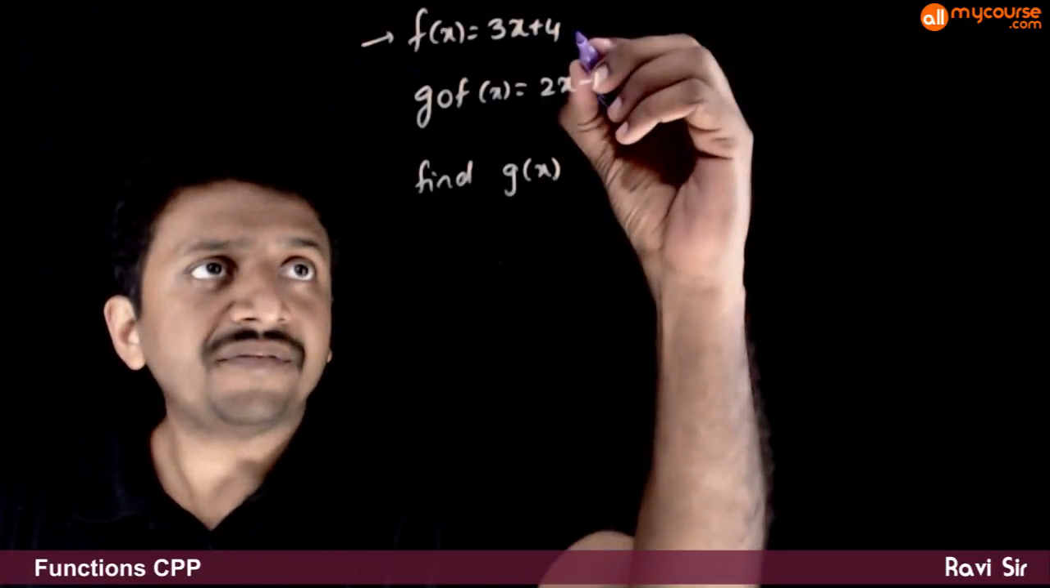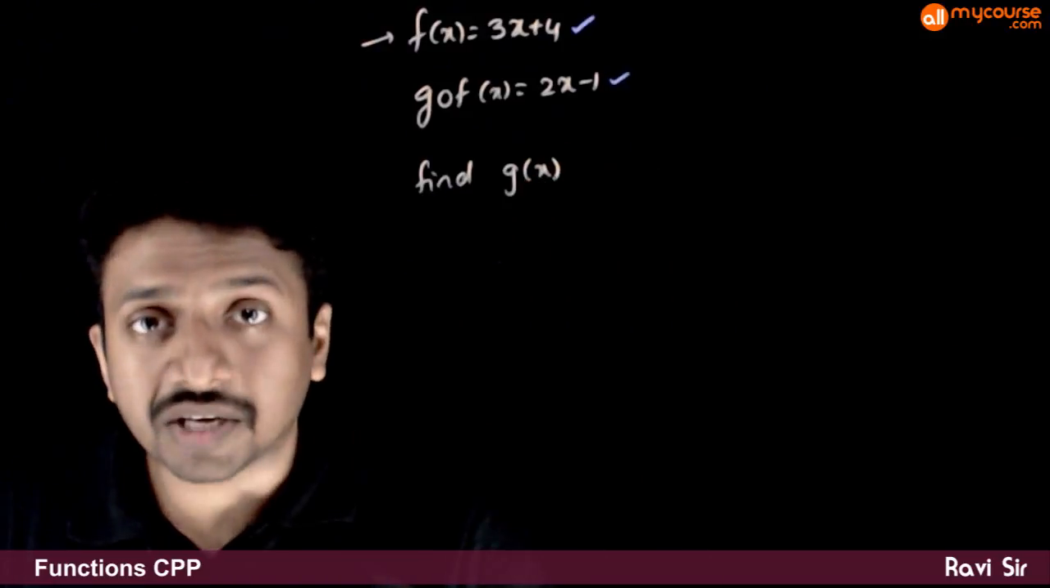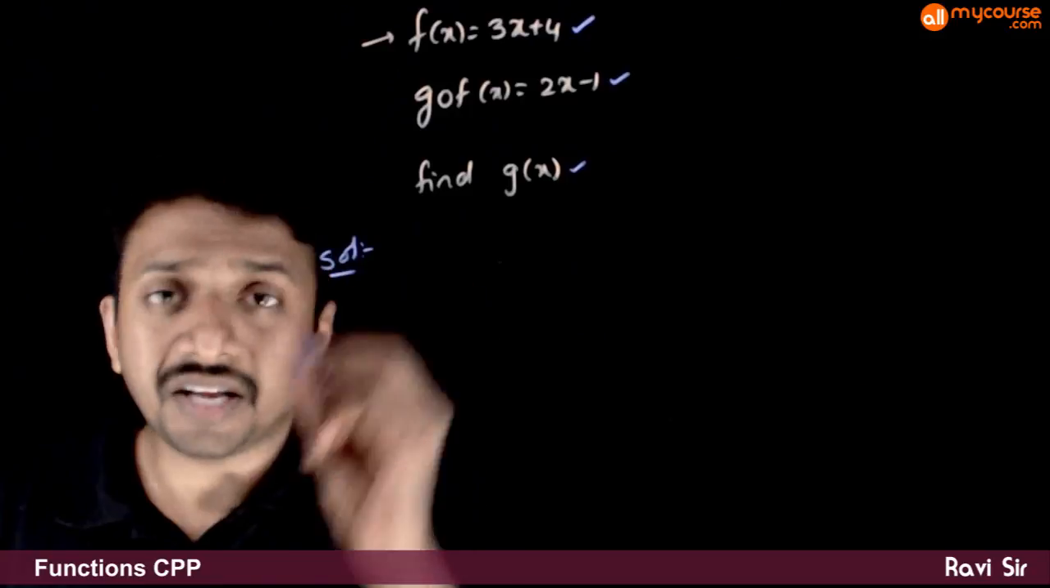In this question, f(x) is given as 3x plus 4. (g∘f)(x) is 2x minus 1. It asks to find g(x). This is a slightly tricky question.